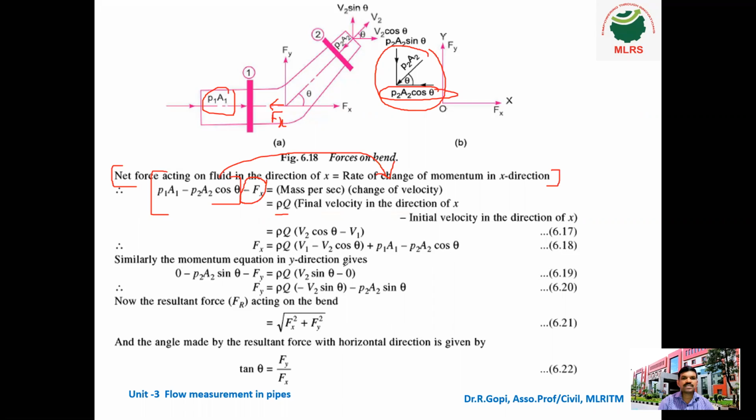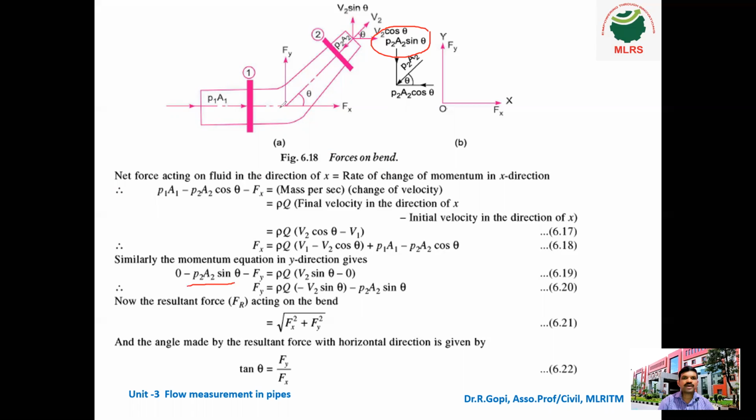Similarly, the momentum equation in y direction. So this is Fx, the force acting in x direction. Come to y direction. In y direction there is no vertical force acting, only horizontal force. So 0 minus P2A2 sin θ. You can see here P2A2 sin θ is vertically downward acting. So minus P2A2 sin θ minus Fy.